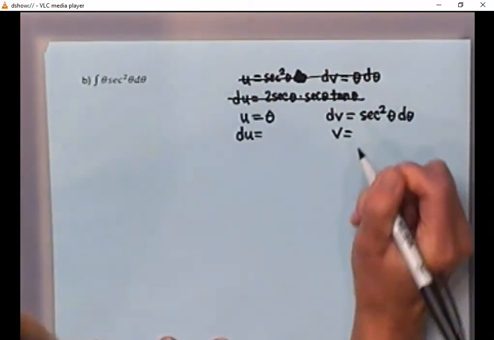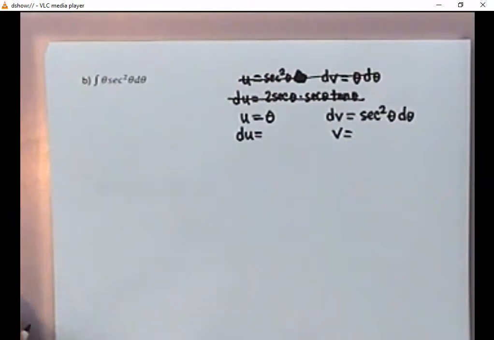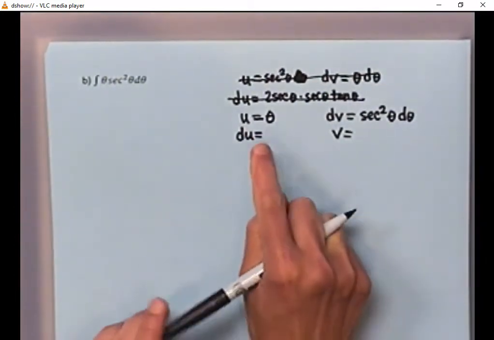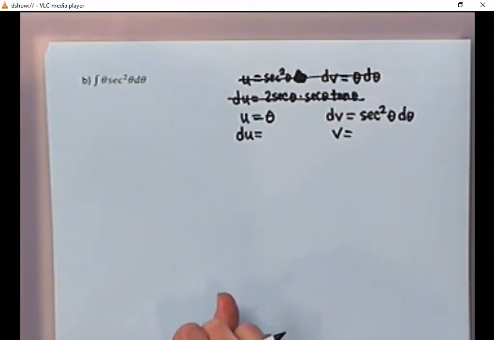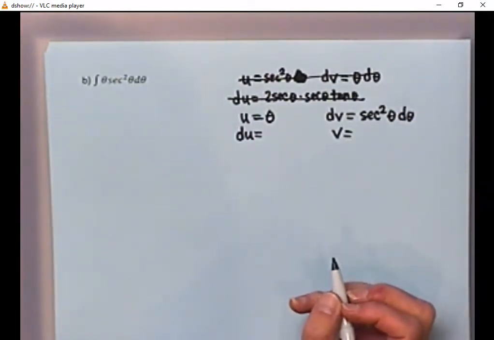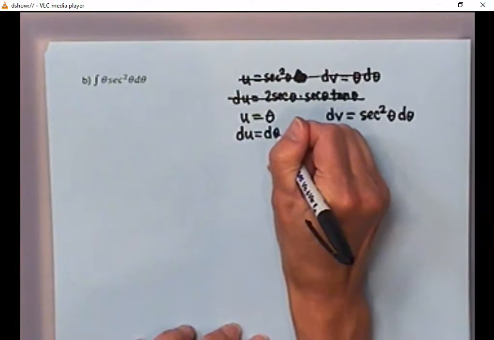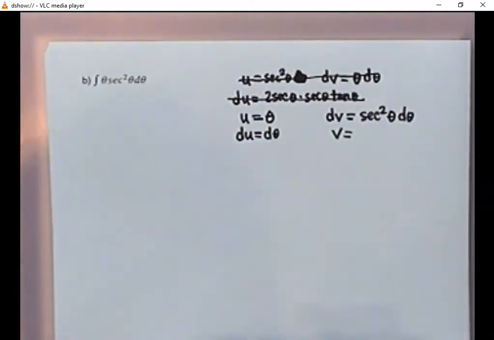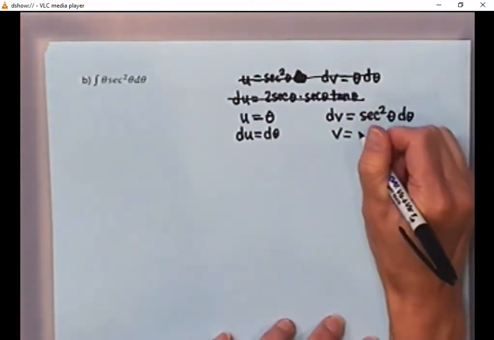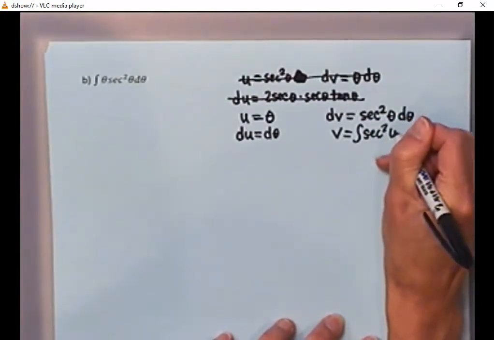So remember, once you've assigned those, then you find du and v. So let me go over there to Kimberly. Is Lindsay, you're there today, right? Okay, Lindsay, what's our du going to be if that's our u? Yep. Good. And let's see, Clayton, what would the v be? Do you know how to integrate secant squared?